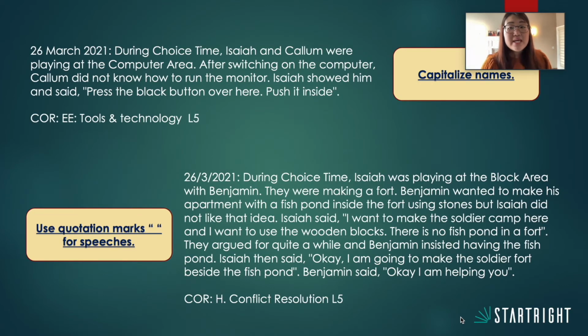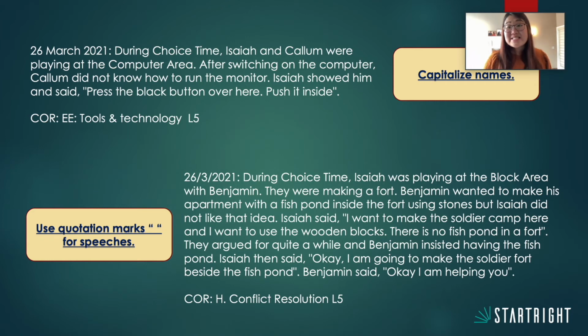Next thing would be needing to capitalize names. So grammar is important and it takes practice. Like I said, don't worry about writing it wrong. Most importantly, you capitalize the names. Alright, so for example, 26 March 2021, during choice time, Isaiah and Caleb were playing at the computer area. After switching on the computer, Caleb did not know how to run the monitor. Isaiah showed him and said, press the black button over here, push it inside. So capitalize the names, and after every sentence, you start a new sentence. Make sure you have your capital letter there.